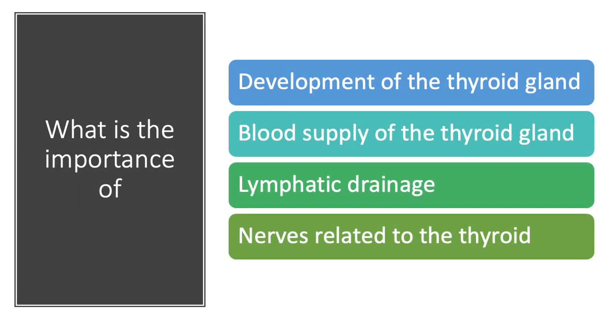Under the surgical anatomy, there are a few important objectives we need to understand. First, we need to know the importance of the development of the thyroid gland. Next is the importance of the blood supply, or the blood circulation, of the thyroid gland. Then the lymphatic drainage: how does the understanding of the lymphatic drainage influence the management of certain thyroid cancers? And last, what are the nerves that are related to the thyroid gland and what is the importance of that?